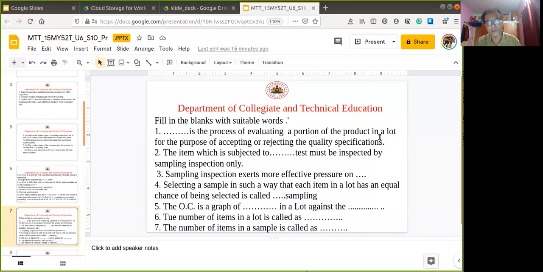Then the sixth: the number of items in the lot is called the lot size, and the number of items in a sample is called the sample size. So these are the objectives, the fill in the blanks for this part.